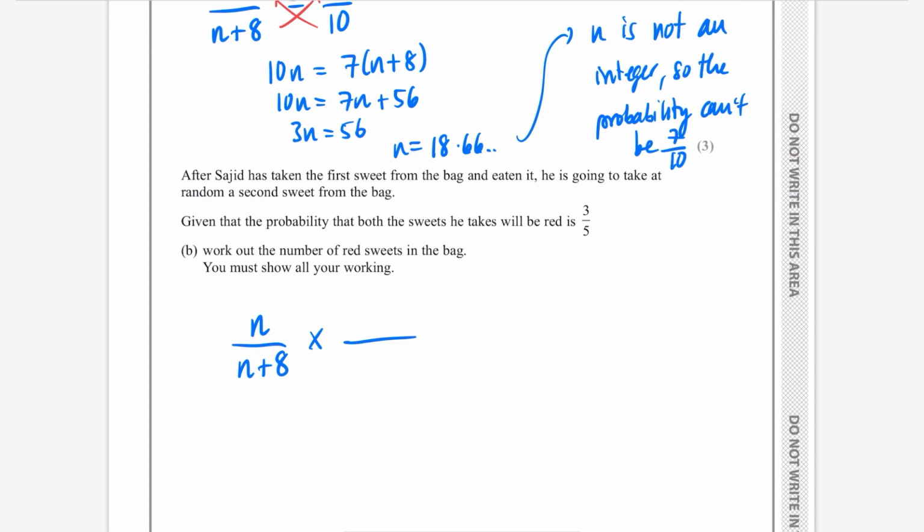Well, however many reds there were before, he's now eaten one of them, so there's now one less. And however many sweets there were in total in the bag, he's eaten one of them, so there is one less. So you'll notice both the top and the bottom have decreased by 1 because one of them has been eaten. And we've been told that this probability is 3/5.